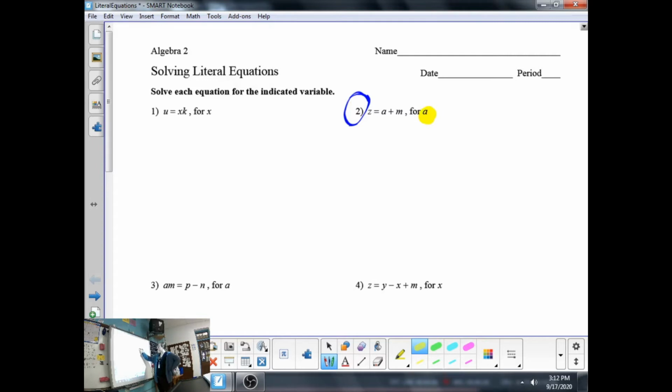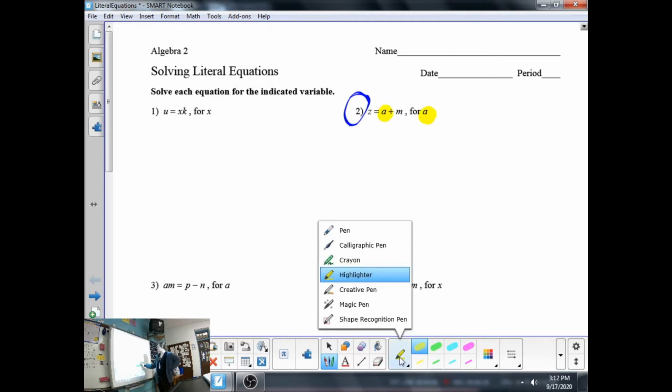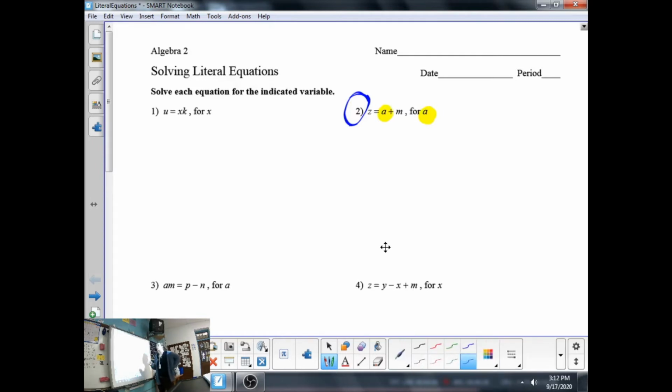So within this question, there exists one A. And this is not like a traditional equation where you're going to be solving for a number. You actually need to get the A by itself. So with the A, we have this M. To get rid of the M, since it's currently positive, we're going to subtract that M from both sides of our equation. Z and M are not the same variable, so I cannot combine them into a single term. They have to stay separate. And I have Z minus M is equal to A for the first problem.